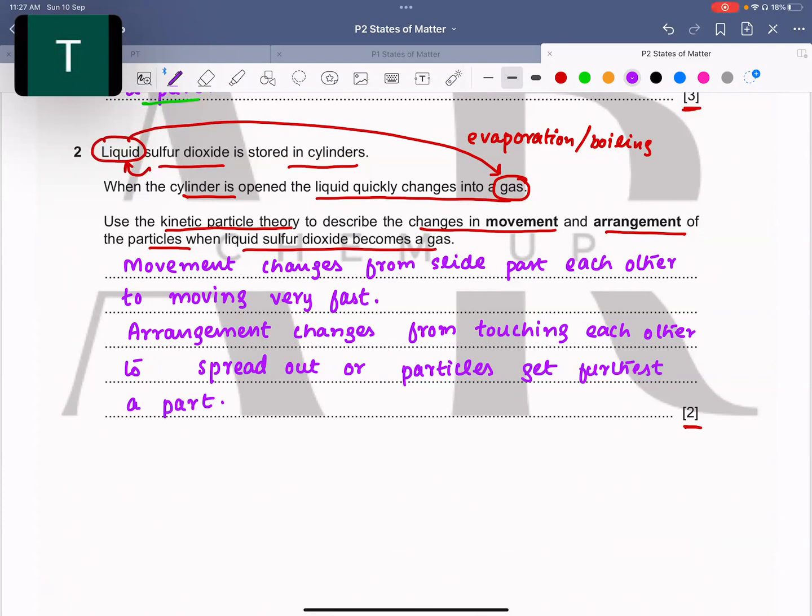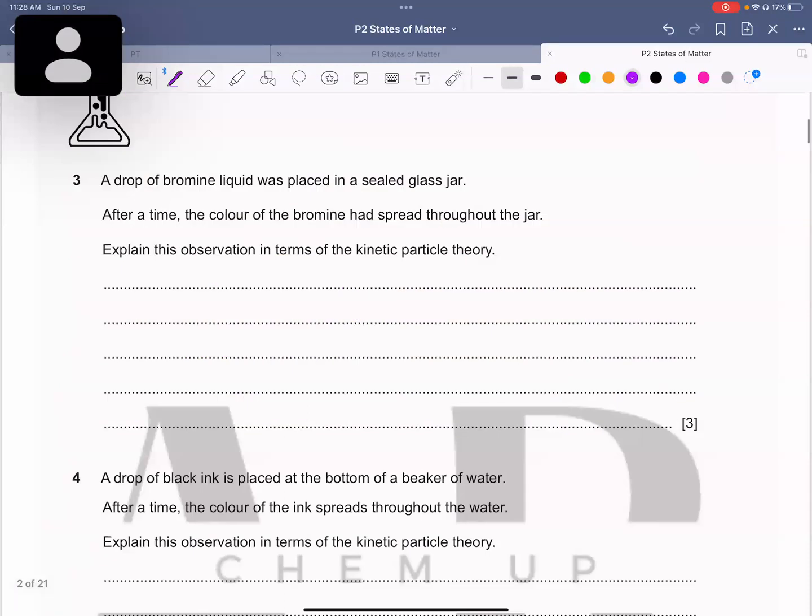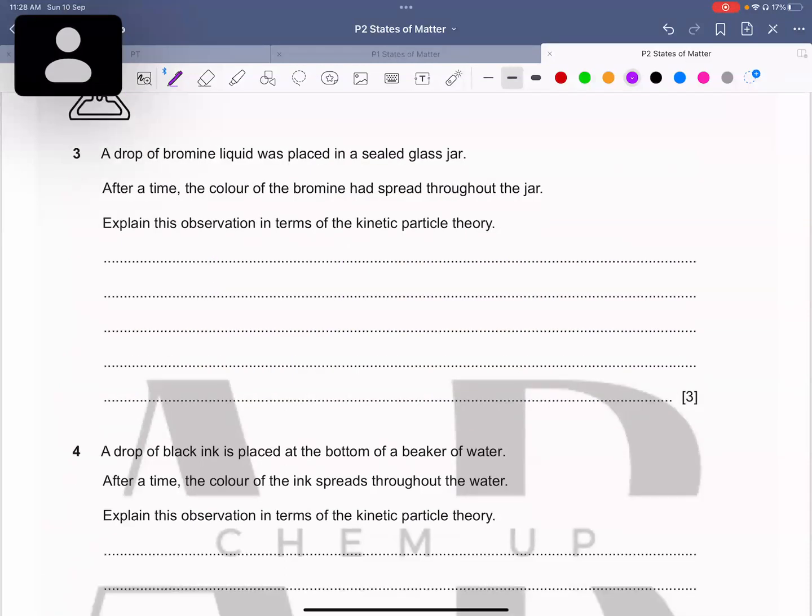Now, sir, in liquid, the particles are not touching each other? They are relatively far apart when we compare with the solid, but it doesn't mean they are not touching each other. When we relate it with a solid, we can say they are further apart. They are not as close as in solid, but it doesn't mean that they are not touching each other.